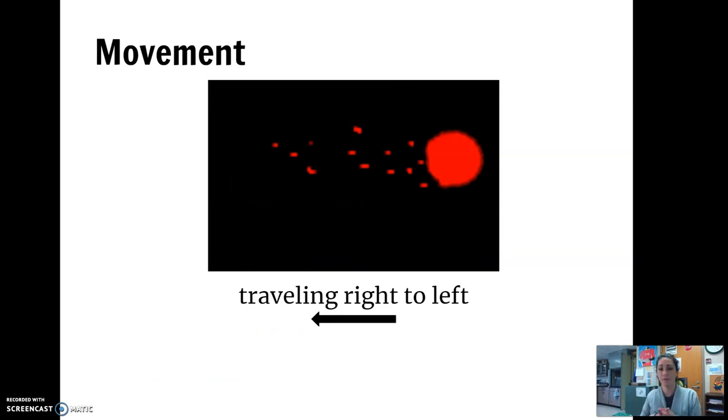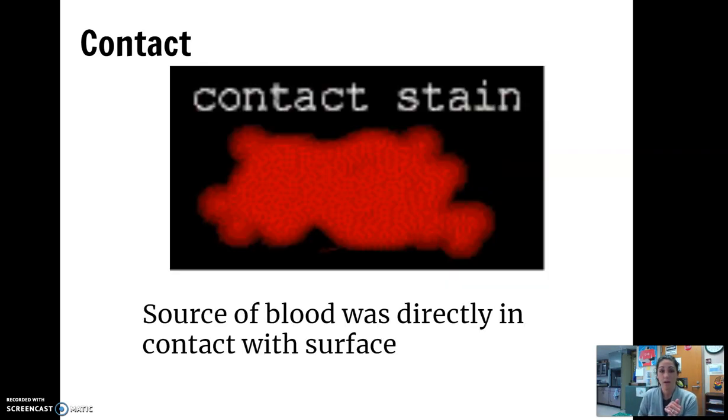Here's another one for movement, same kind of thing. There are going to be droplets pointing in the direction, right? As they get smaller, that's the direction it's moving. So this object would be going from right to left on your screen. A contact stain would be from a body. Let's say there's a pool of blood around it, directly in contact. You're going to get more of this big blob.